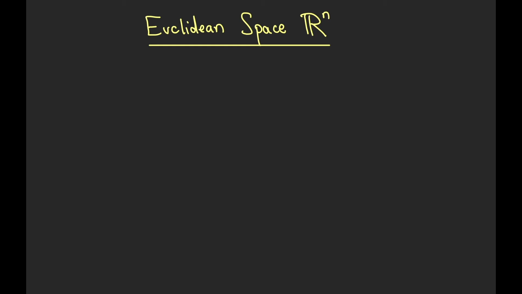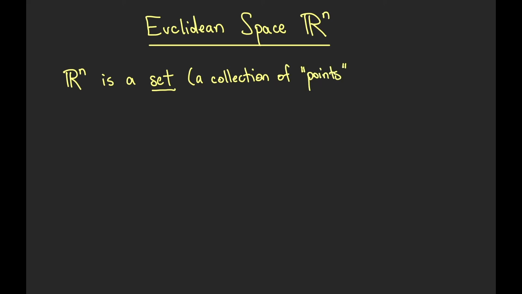Let's talk about n-dimensional Euclidean space Rn. When we talk about Rn, we can mean various things. First of all, Rn is a set. It's a collection of objects called points or vectors. So at a basic level, it's just a set.